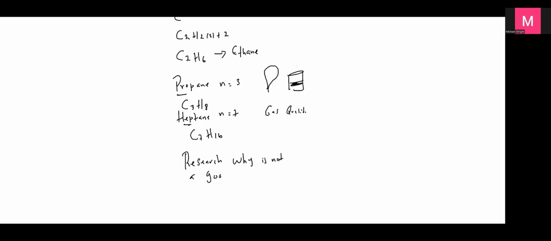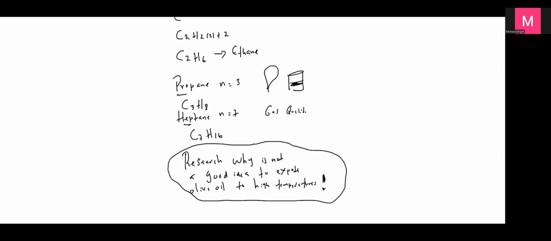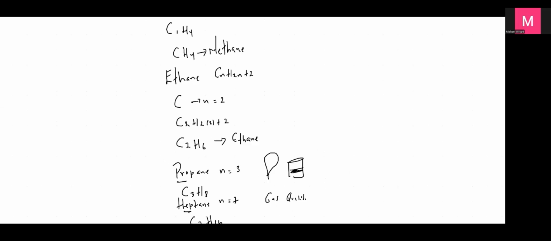It's not a good idea to expose olive oil to high temperatures. Okay? So you have to research about it. Why? What types of bonds are present here? Sigma or the other types of bonds that are called pi bonds. Okay, so let's see.